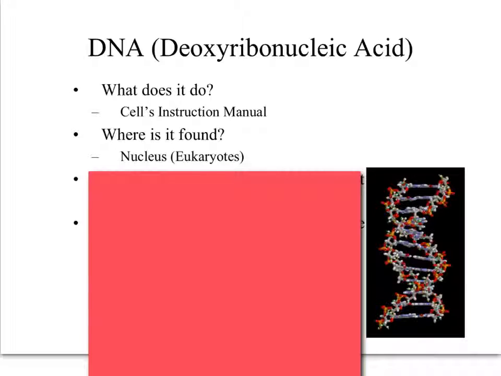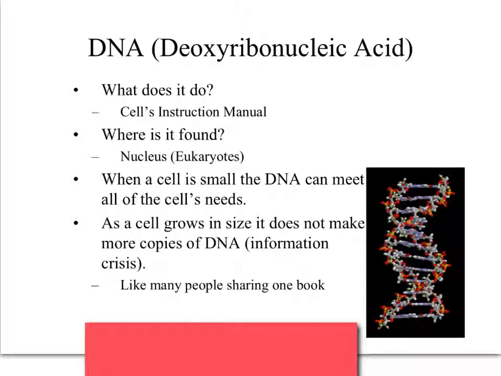Or better yet, think of a cell phone. Would you even want to share your cell phone with one person, let alone with multiple people? So that's called an information crisis. When the cell is small, the DNA can meet all of the cell's needs. But as it gets bigger, it doesn't have enough copies of that DNA to do what it needs to do.